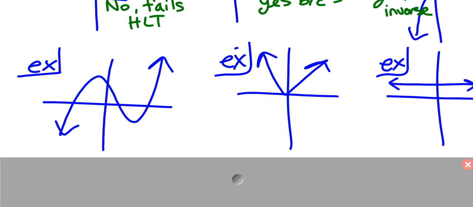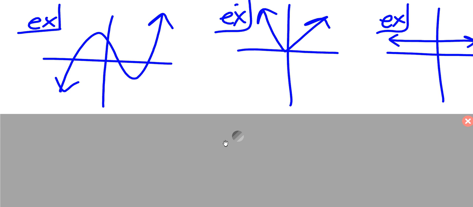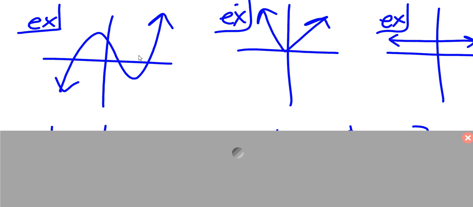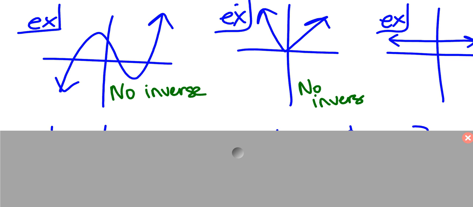So take a look at these. What do you think? Will they have an inverse? The first one, does it pass the horizontal line test everywhere? No, so it will not have an inverse. The absolute value looking graph, does that pass the horizontal line test everywhere? Nope. So no inverse. And then a horizontal line, it'll fail it on the whole thing. So no inverse for the last one either.